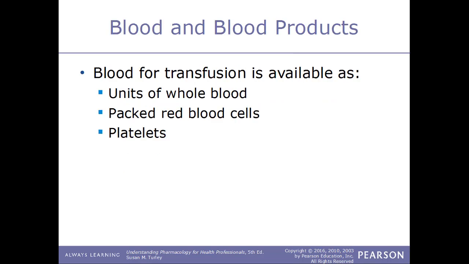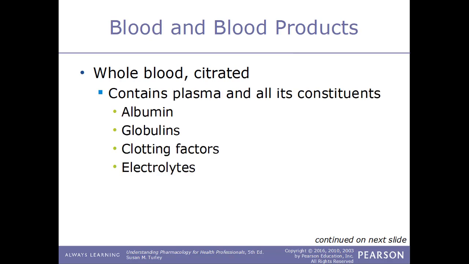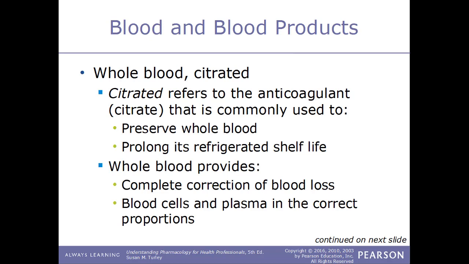Alright, now we'll talk about blood and blood products. Blood for transfusion is available as either units of whole blood, packed red blood cells, or platelets. When it comes to whole blood citrated, this contains all cellular components of blood, so red blood cells, white blood cells, and platelets. It also contains all the plasma and all of its constituents, so albumin, globulins, clotting factors, electrolytes. And the term citrated refers to the anticoagulant citrate that's commonly used to preserve whole blood, which helps it last longer when it is refrigerated.